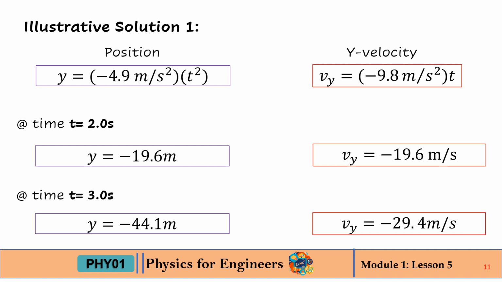Upon evaluation, we can see that all of our answers are negative because we chose that the positive y-axis points upward. If we have chosen the positive y-axis to point downward, then in this case, our acceleration g, including all of our answers, should have been positive. Either choice of axis is fine. Just make sure you state your choice explicitly in your solution and confirm that the acceleration has the correct sign.